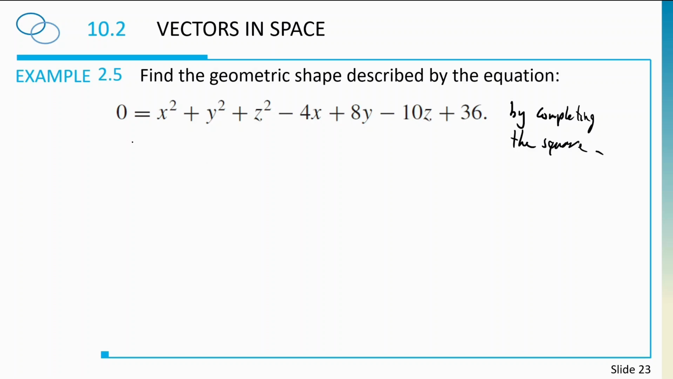Okay, how can we complete the square? Remember, how do we complete the square? I need just to move all constants to the other side. Do we have any constant? Yeah, I have this one. I'll move it to the other side, so it will be negative 36.